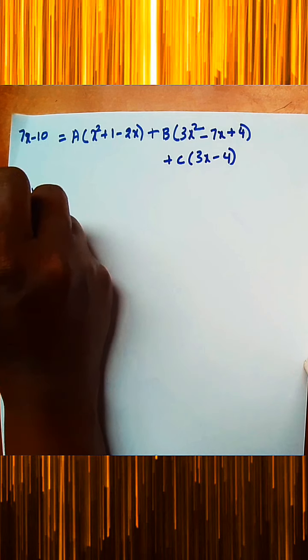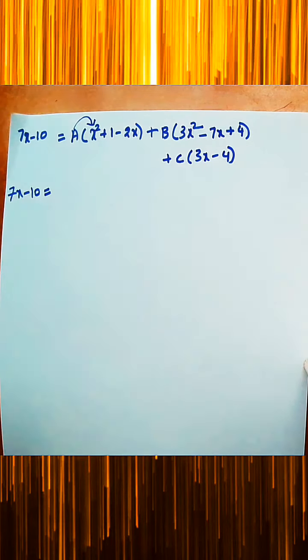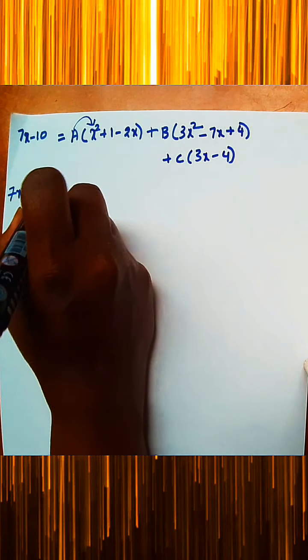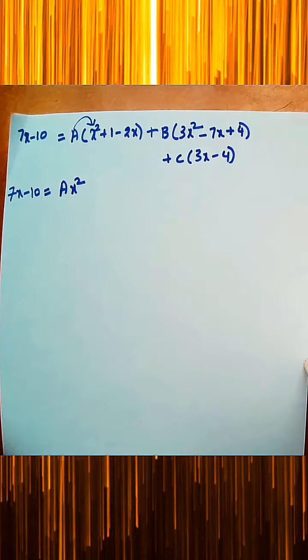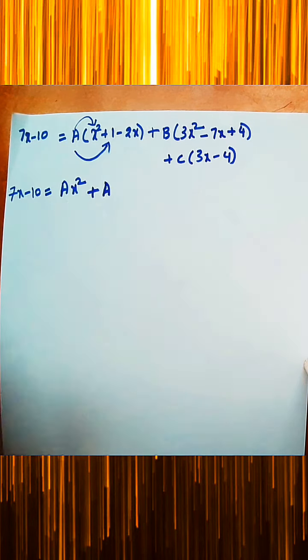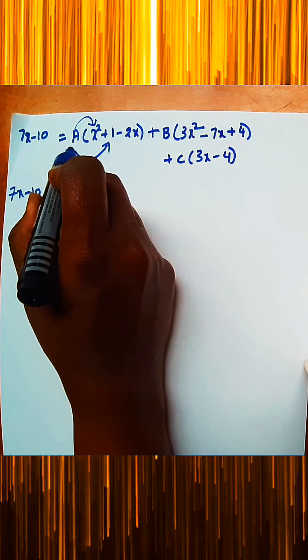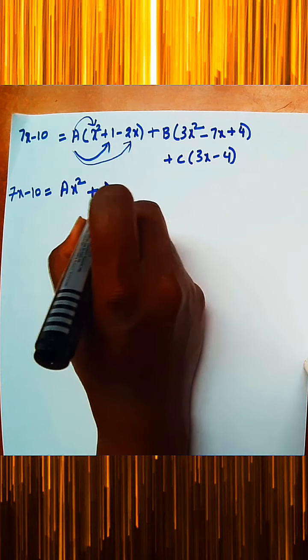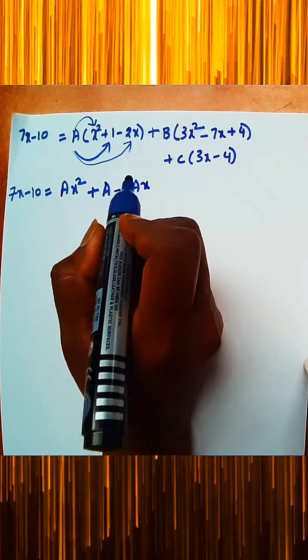Okay friends, now we'll keep the left hand side as it is: 7x minus 10 is equal to, on the right hand side as I told you, you have to multiply. A into x square will give you ax square, plus a into 1 will give you a, a into minus 2x will give you minus 2ax.